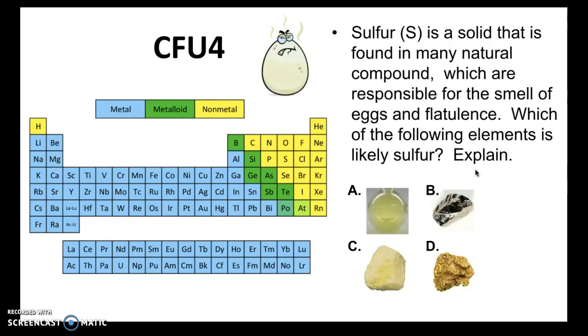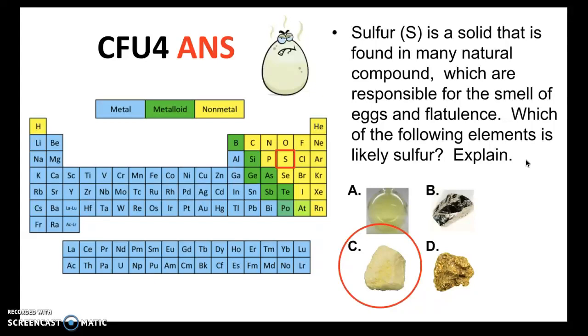Okay, so now that you've finished your periodic table handout, you're going to try this first CFU, which is about sulfur. Take a moment to read the CFU, and then we're going to come back together for the answer. So here is sulfur on the periodic table, if that's helpful. In this question, you're told sulfur is a solid that is found in many natural compounds, which is responsible for the smell of eggs and flatulence. Which of the following elements is likely sulfur? And explain. Now that you know where sulfur is in the periodic table, try the CFU, and we'll come back together for the answer.